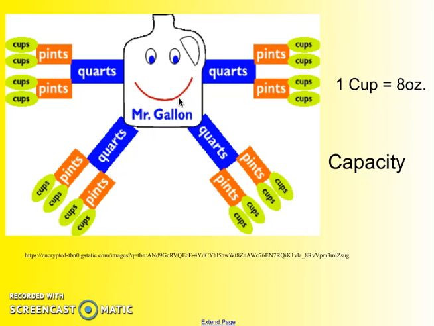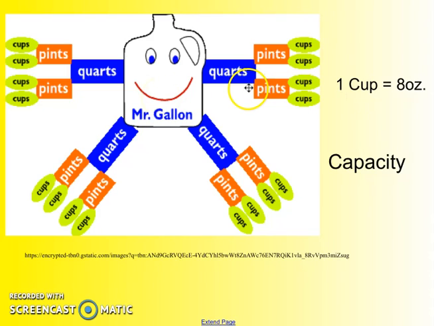Now, he has 2 pairs of hands. Okay, so he's got a pair over here on one arm, a pair over here, and then he's got 2 feet as well, 2 pairs of feet. So 2 here and 2 here. So these hands and feet represent pints. Now, if you count them up, there are 2, 4, 6, 8. There are 8 pints in 1 gallon.